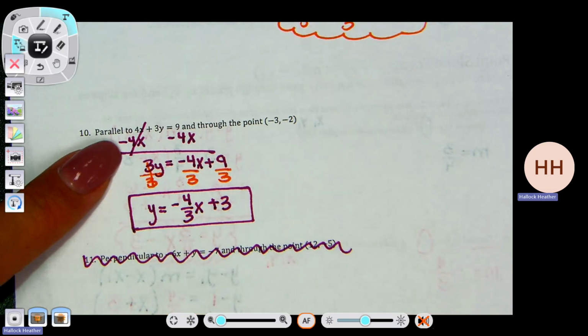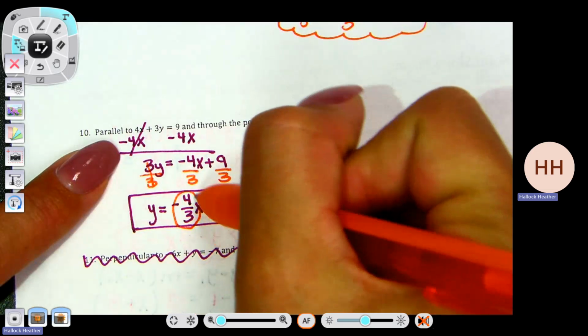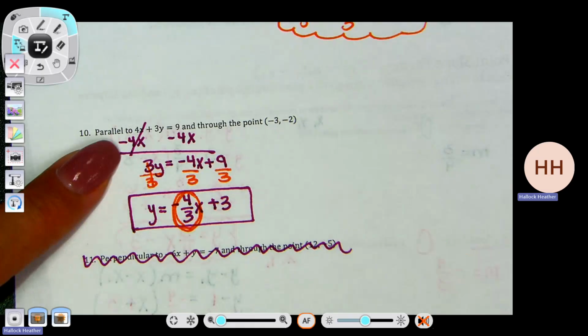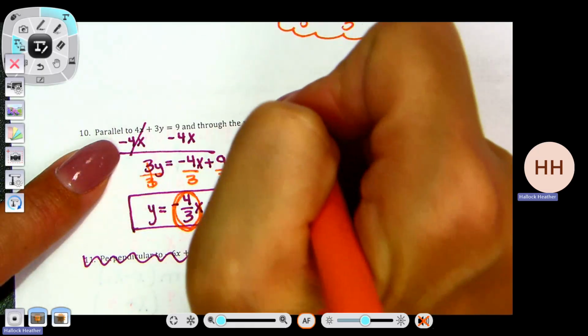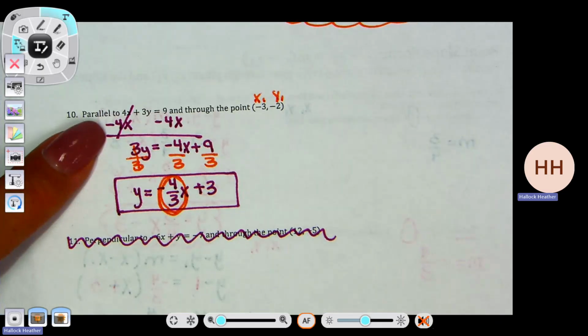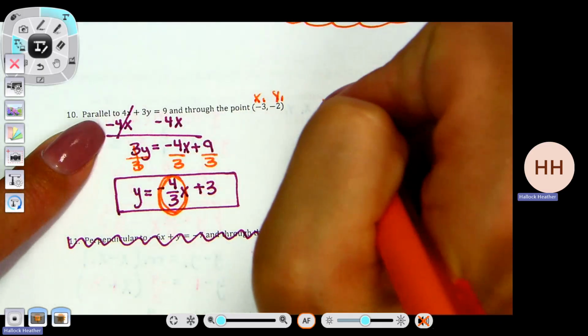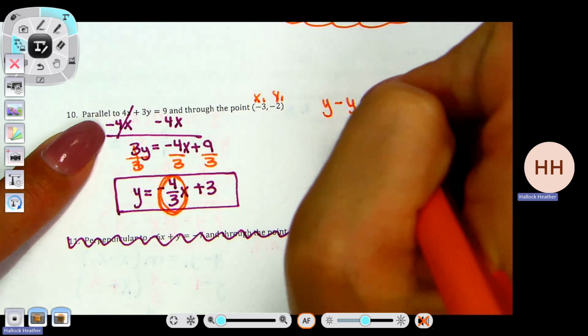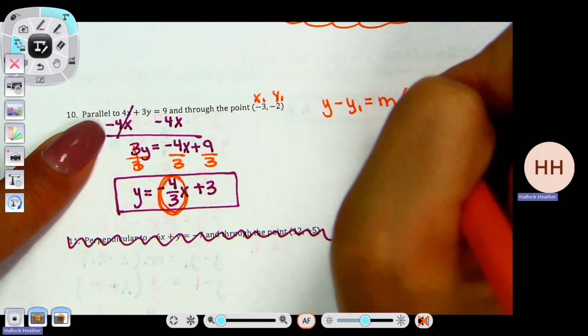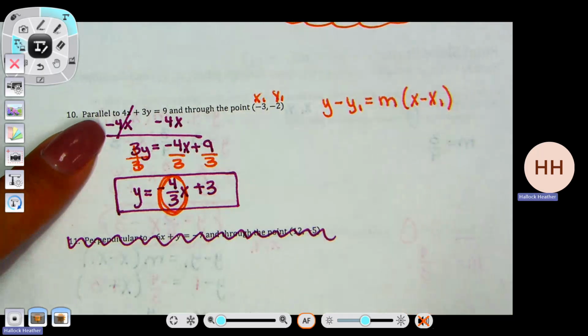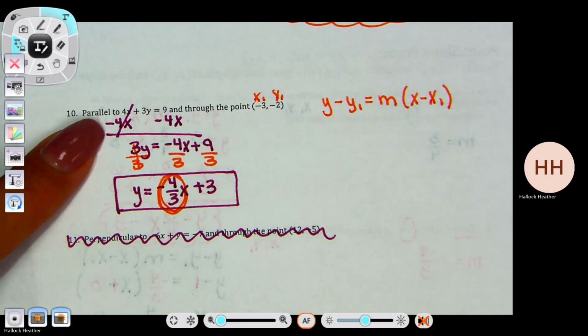So I'm using the slope. That's the whole point of this. I need the slope, so I'm taking the slope out of that. That's my m. And then I'm using x1 and y1, and I'm plugging it into point-slope form. So this is the new step for today. Everything else is the same from Friday. So y minus y sub 1 equals m times x minus x sub 1. So I'm going to substitute it.